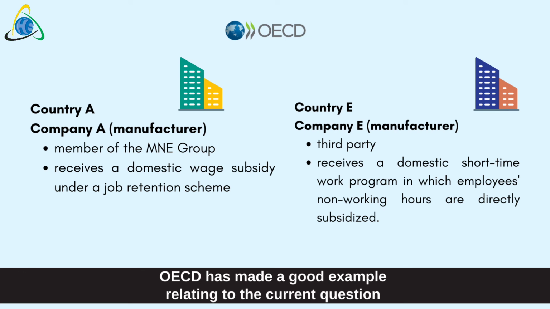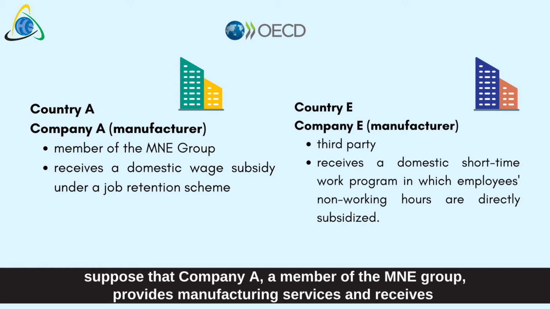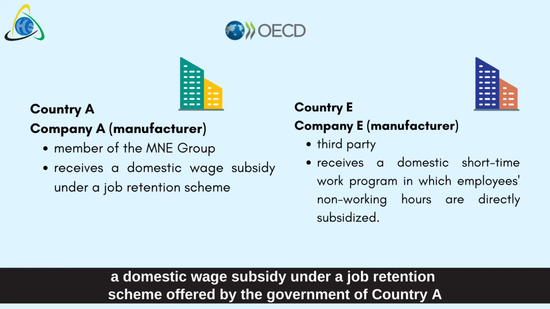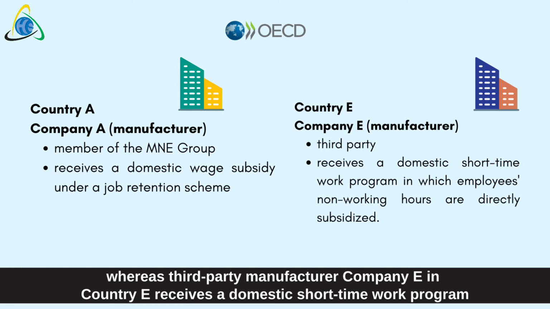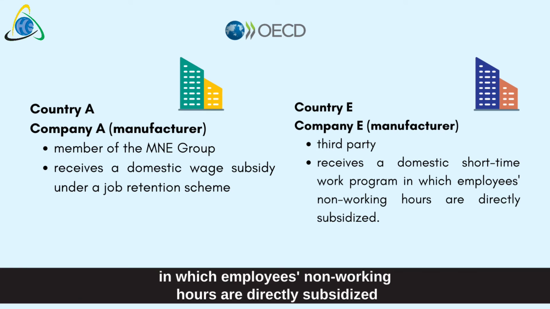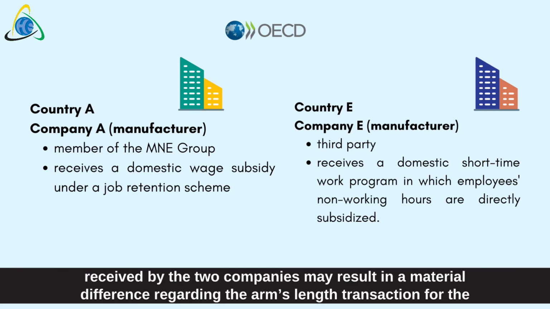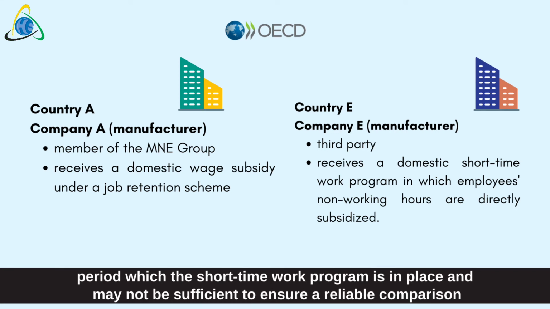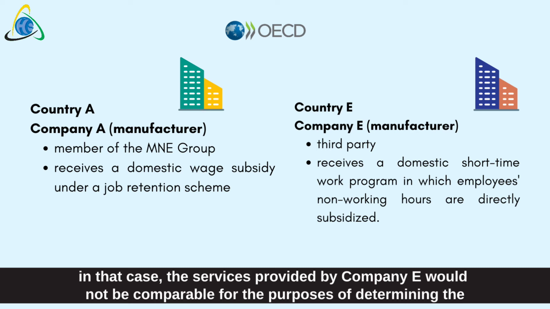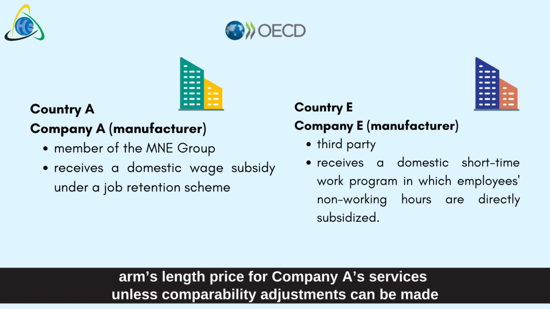OECD has made a good example relating to the current question. Suppose that Company A, a member of the multinational group, provides manufacturing services and receives a domestic wage subsidy under a job retention scheme offered by the government of country A. Whereas third-party manufacturer Company E in country E receives a domestic short-time work program in which employees' non-working hours are directly subsidized. The services provided by both Company A and Company E may be similar, but the forms of government assistance received by the two companies may result in a material difference regarding the arm's length transaction for a period in which the short-time work program is in place and may not be sufficient to ensure a reliable comparison. In that case, the services provided by Company E would not be comparable for the purposes of determining the arm's length price for Company A's services unless comparability adjustments can be made.